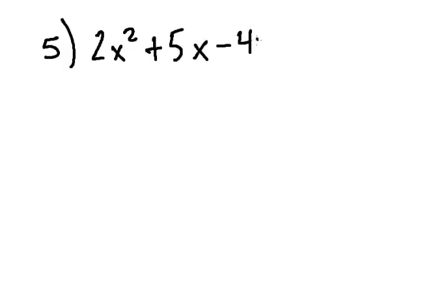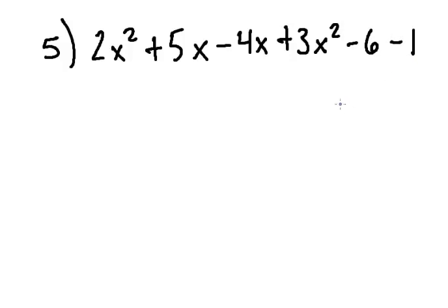Let's do another one. A final exercise to solve. Let's say we have 2x squared plus 5x minus 4x plus 3x squared minus 6 minus 1. This is a long one. So how do we perform these operations?